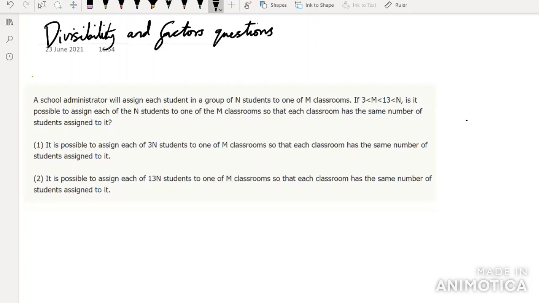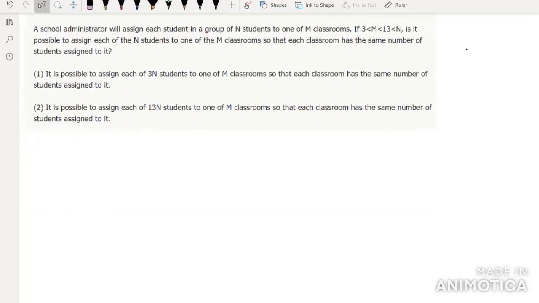So this first question: a school administrator will assign each student in a group of n students to one of m classrooms. If blah, blah, blah, is it possible to assign each of the n students to one of the m classrooms so that each classroom has the same number of students assigned to it? So a big word soup. Effectively, if we want the same number of students in each classroom, then we need n over m to equal an integer, because n over m is the number of students in each classroom. Obviously, it has to be an integer unless you want to cut students apart.